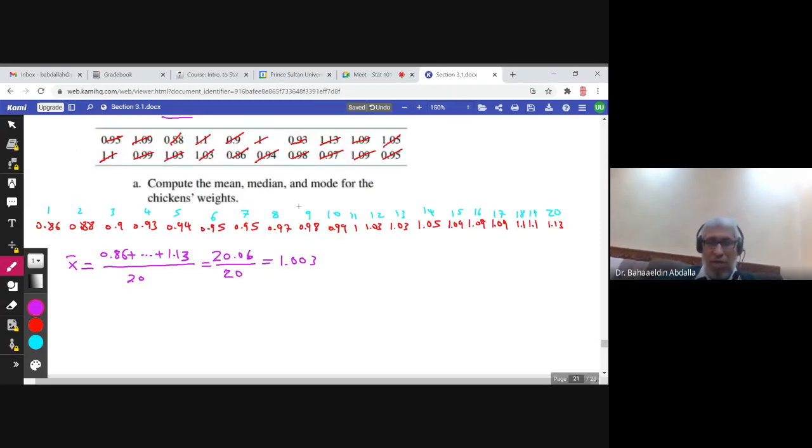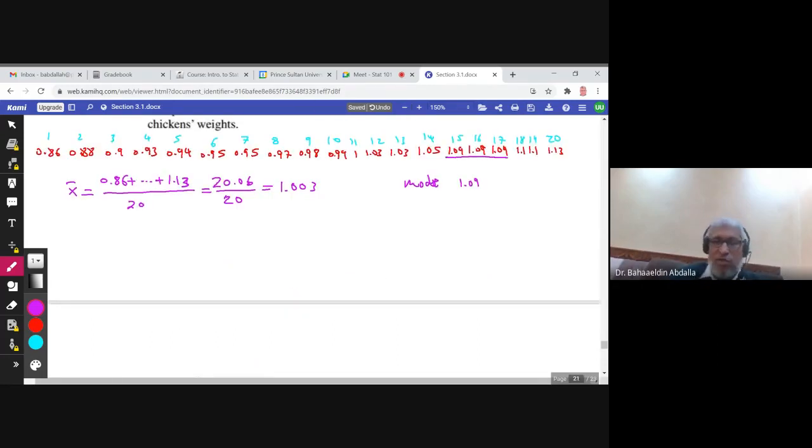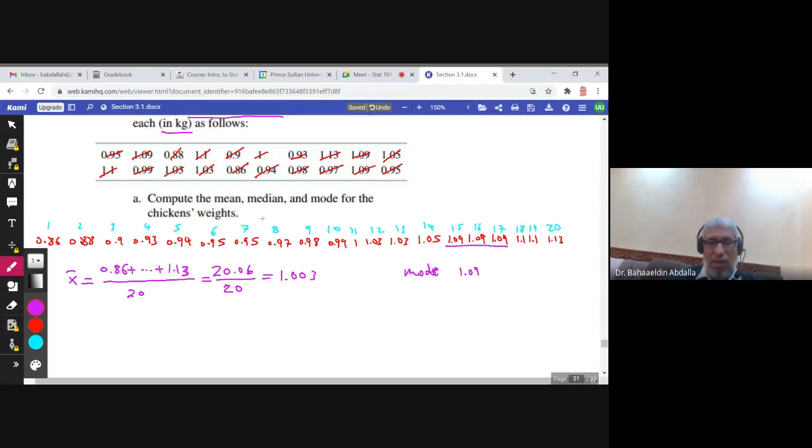The median and the mode. Well, the mode is the most frequent. So if you look at the numbers, 1.09 was found 3 times. It's the mode. So you can mention here that the most frequent weight is 1.09.